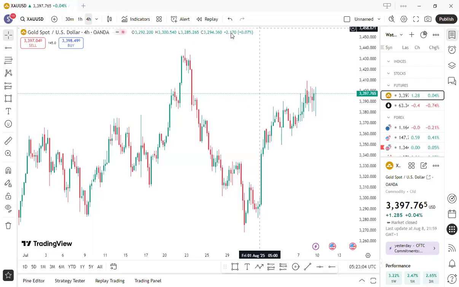Hello guys, I want to be looking at the forex market, how it's going to be playing out for the next week. We are going to be entering this week. So I want to be looking at how it's going to be playing out.